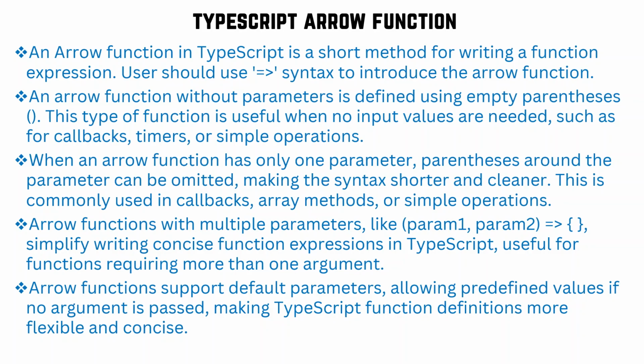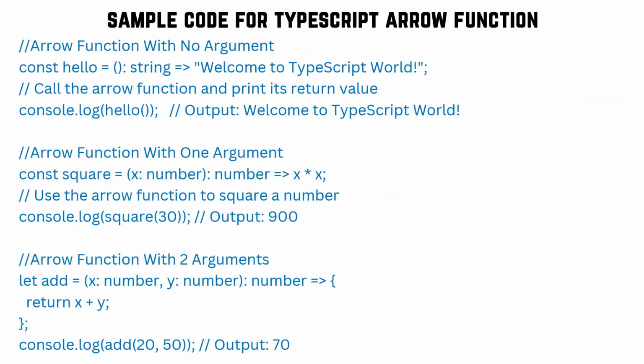Then an arrow function is nothing but a short method for writing a function expression. You can use the equals-greater-than syntax to introduce the arrow function. So an arrow function can have no arguments, one argument, or more than one argument as well.